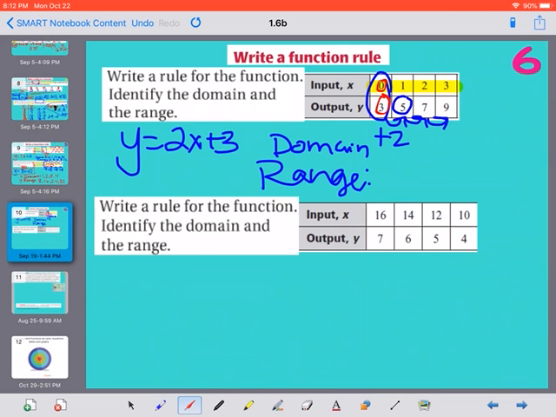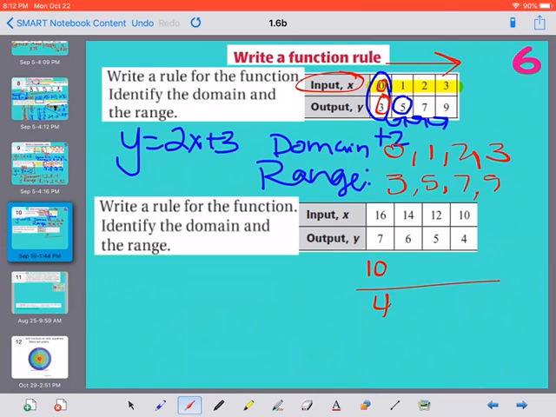Domain is our x values, our input, 0, 1, 2, and 3, and our range was 3, 5, 7, and 9. On this next one, this one was a little tricky because notice these ones are going least to greatest. These are not. So if I were you, I would actually flip your table around so that they go in increasing order.